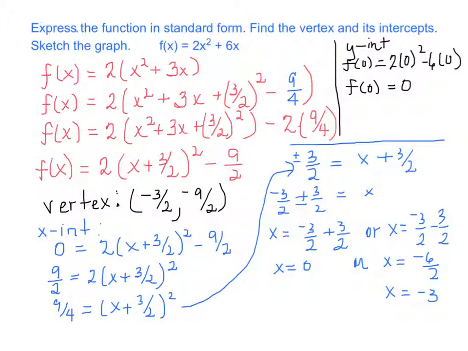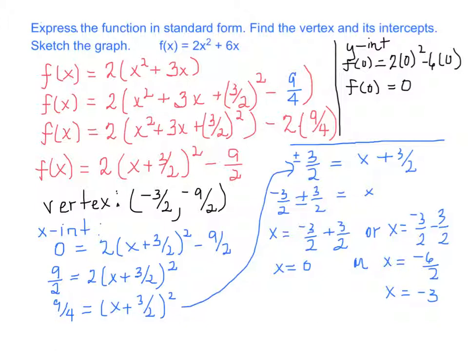Alright, then you want to find your x-intercept. To find the x-intercept, we know that we replace f of x with 0 and solve for x. So we do all the steps that we did here to solve for x. Keep in mind, once you get the plus or minus, you want to do negative 3 over 2 plus 3 over 2, negative 3 over 2 minus 3 over 2. So your x-intercepts are going to be 0 and negative 3.